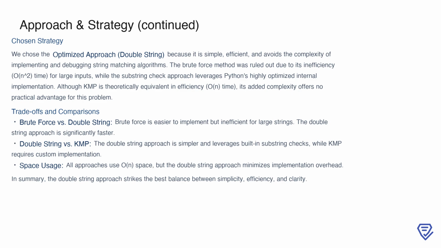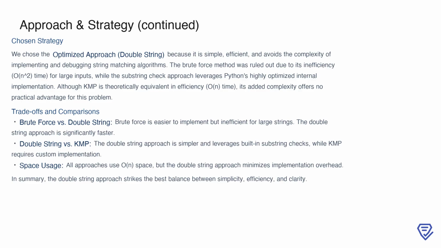On the other hand, the double string approach leverages Python's highly optimized internal substring checks, making it both fast and straightforward. Although the KMP algorithm also offers O(n) time complexity, its added complexity in implementation and debugging does not provide any practical advantage for this specific problem.